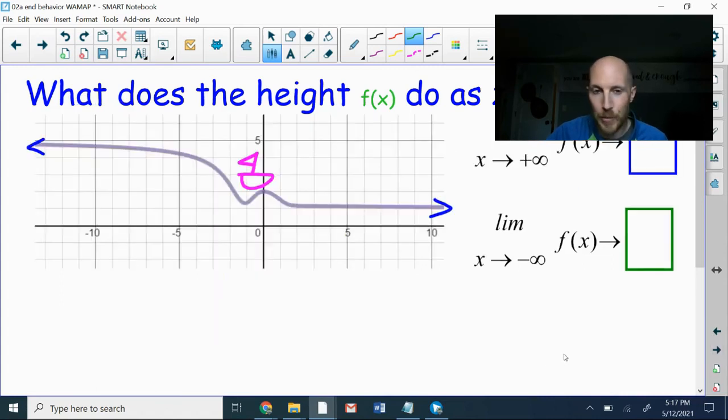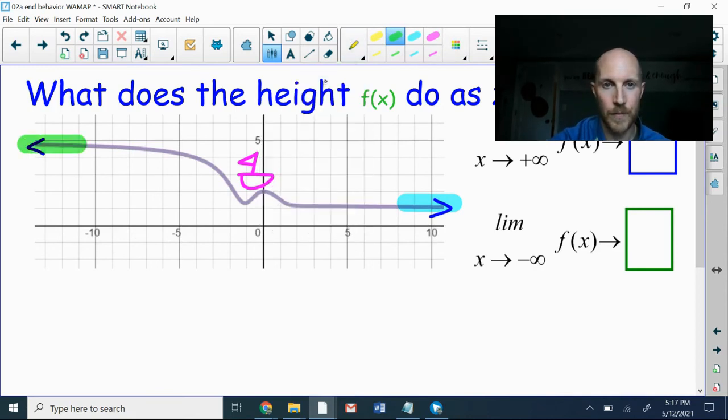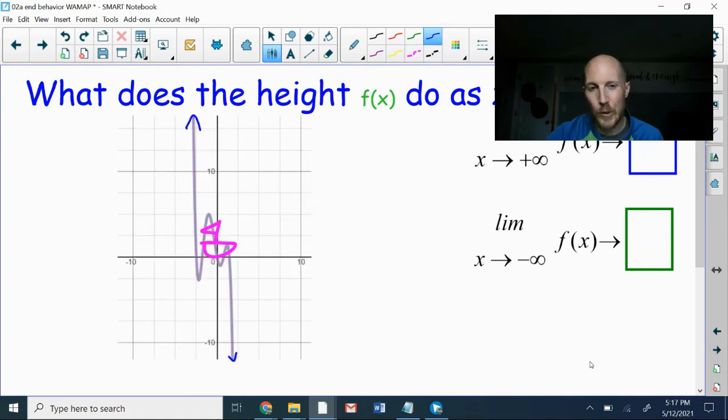Okay, next example. So on the right end, height of 1. The left end is a height of 5. +5 for that one, +1 for this one. And maybe we'll make this one the last example.